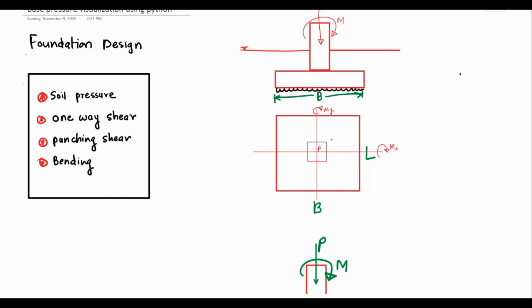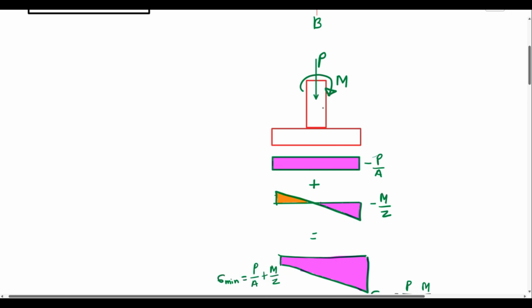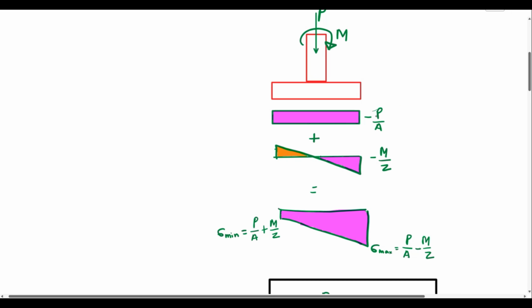So now, let's say this is the plan view. There is an axial force of P. The moment is acting along My, along Mx. And based on this data, there is a uniform pressure which is getting generated, which is P by A because of the axial force. And because of the bending moment, there is a linear variation of the pressure distribution. So we will take that as M by Z. Z is your section modulus. M is the moment that is getting applied on the footing.